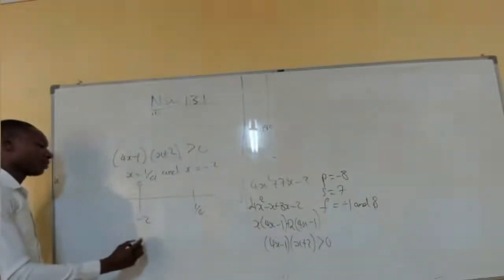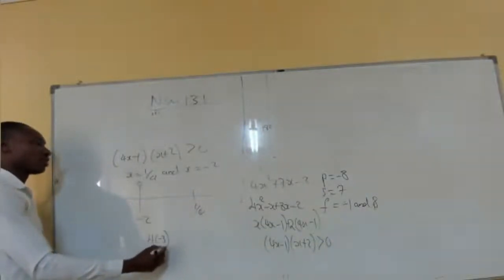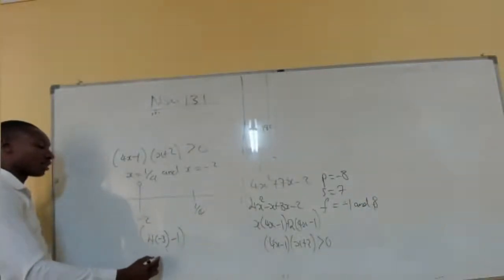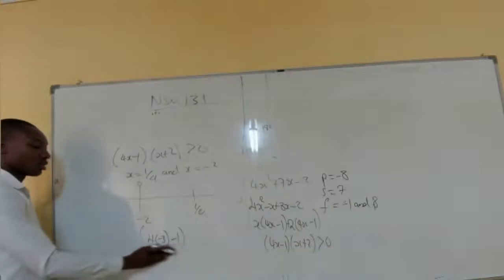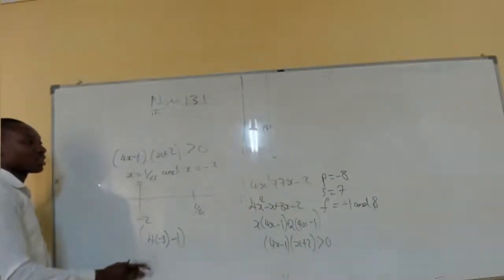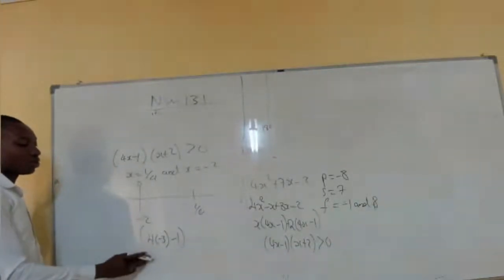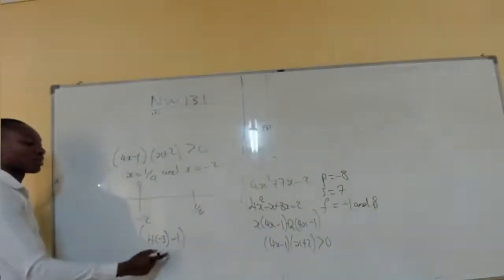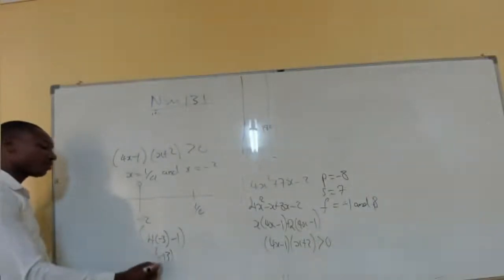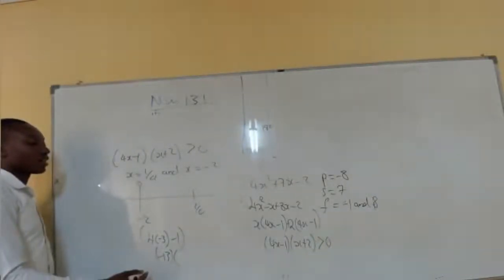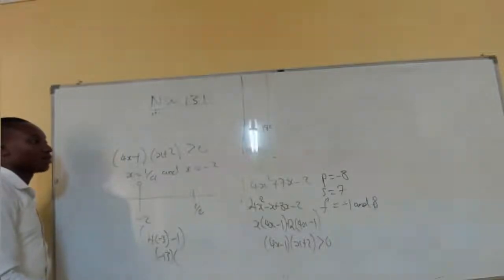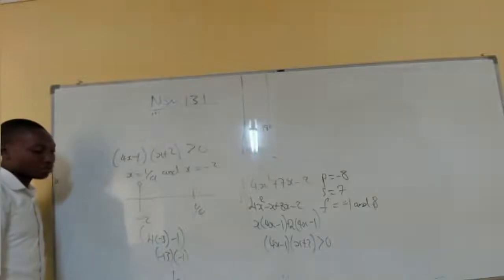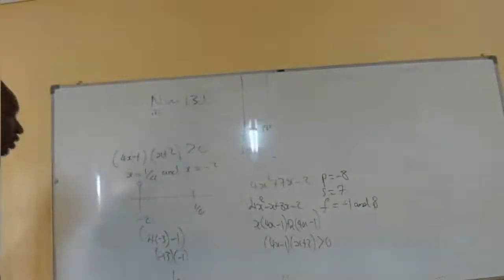So we have 4 times negative 3, minus 1. This is negative 12 minus 1, negative 13. I'm just interested in whether the sign is positive or negative. And it's multiplied by negative 3 plus 2, which is negative 1, so the product is positive.